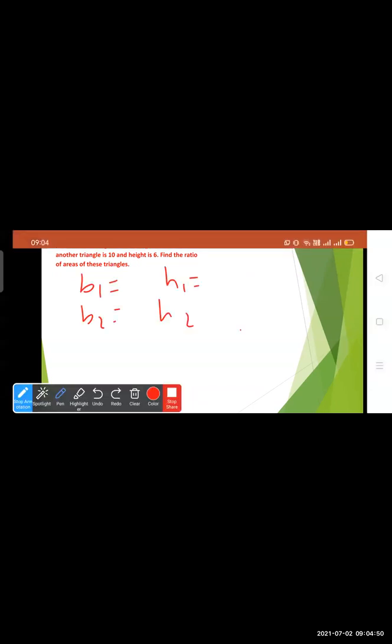5 and 9. Okay. And another one, base is given 10 and height is given 6. Okay. Find the ratios of the areas of these two triangles. So here we write area of triangle 1, area of triangle 2 ratio. We find the ratio. So here nothing is common. So we write B1 into H1 upon B2 into H2.